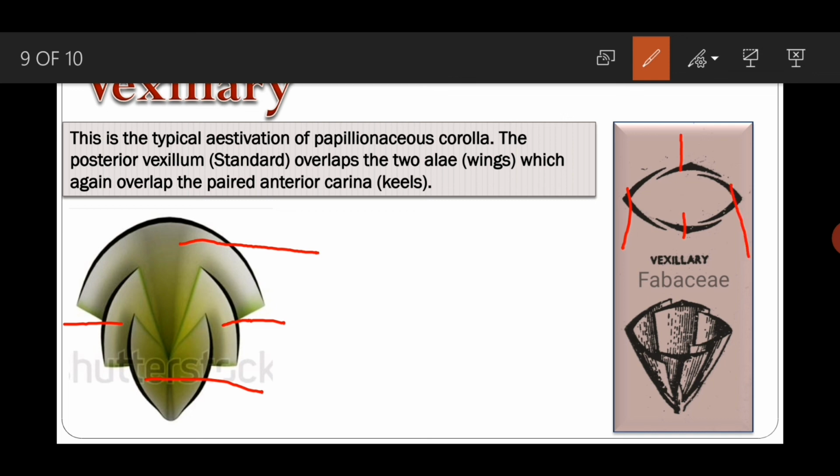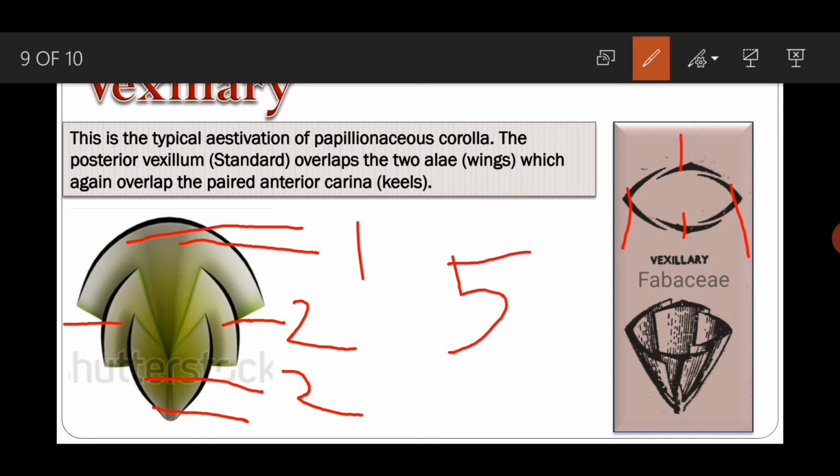So remember that posterior means near to the stem or attachment, and anterior means away from the stem or attachment. Here the posterior side is the vexillum side and the anterior side is the keels or carina side. So this is a typical estivation. There is one standard, then there are two wings, and there are two keels. That means 1 plus 2 plus 2, that is 5. So all the petals are 5 in number.